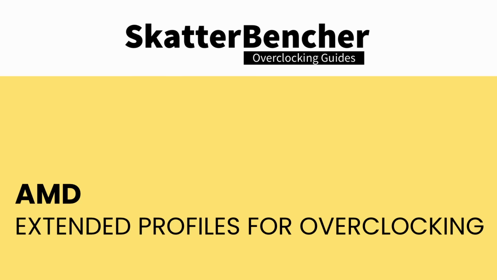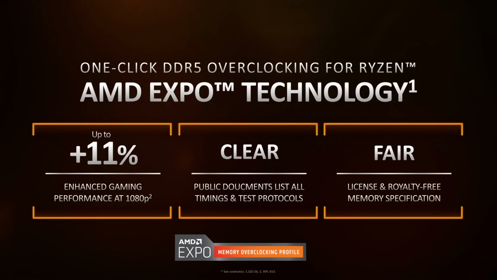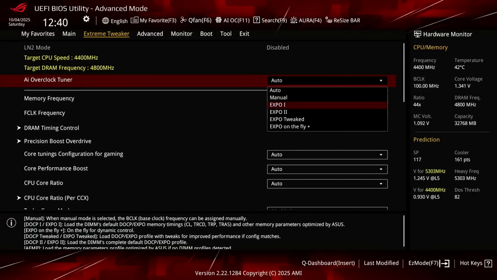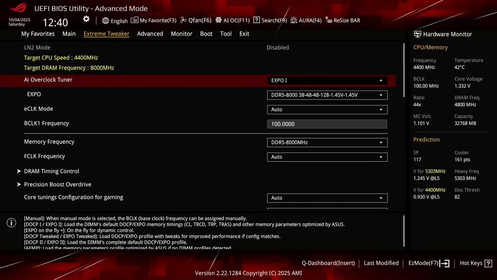EXPO stands for Extended Profiles for Overclocking, and it's an AMD technology that enables ubiquitous memory overclocking on DDR5 platforms. EXPO allows memory vendors such as G.Skill to program higher performance settings onto the memory sticks. If the motherboard supports EXPO, you can enable higher performance with a single BIOS setting, so it saves you from a lot of manual configuration.